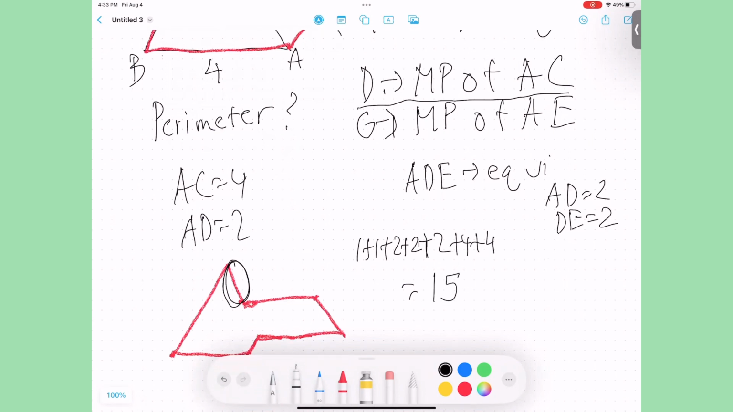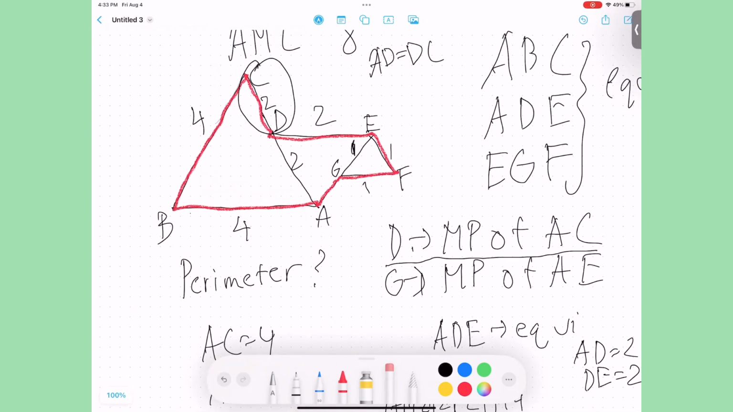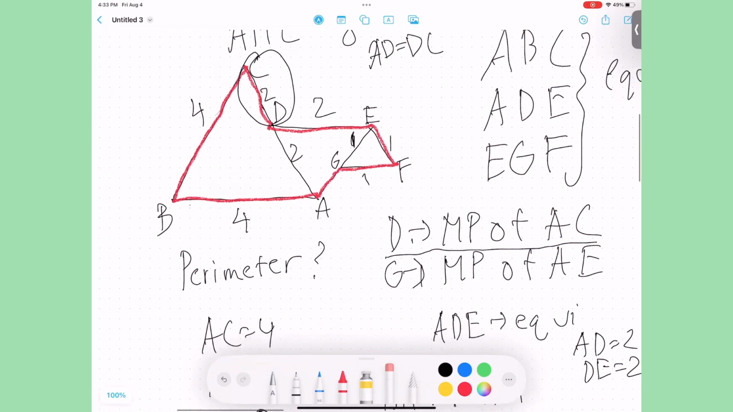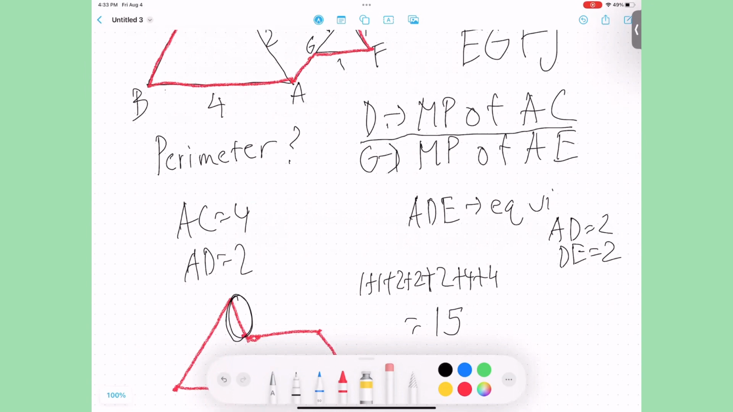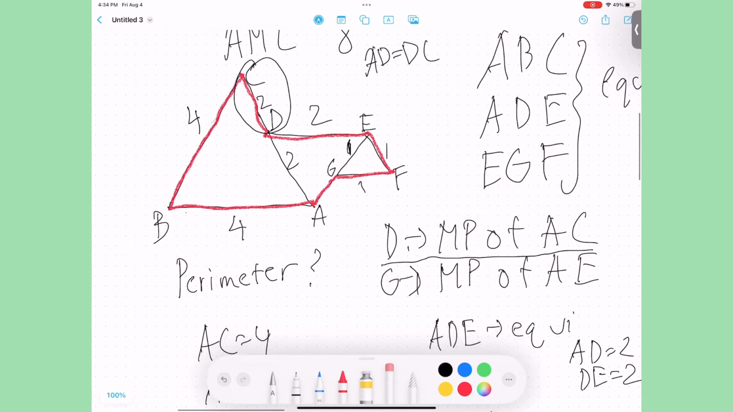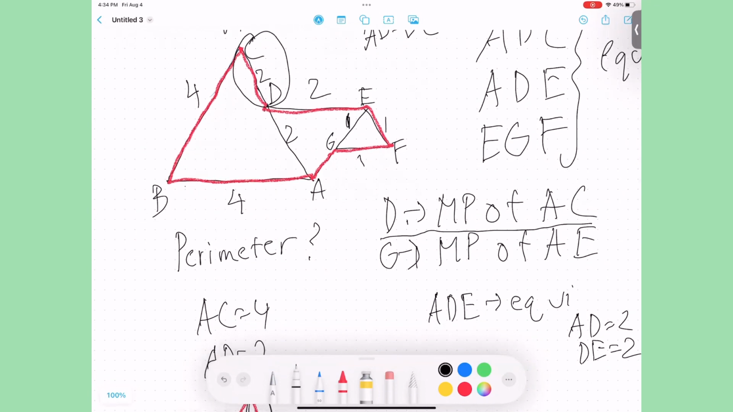Or did I go wrong? There's 3 ones. Yeah, there's 3 1s, 2 2s, and 1 4.